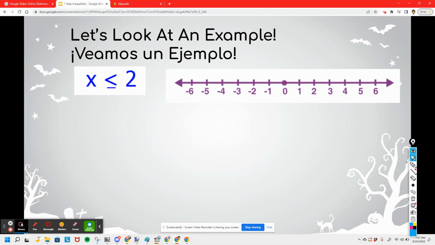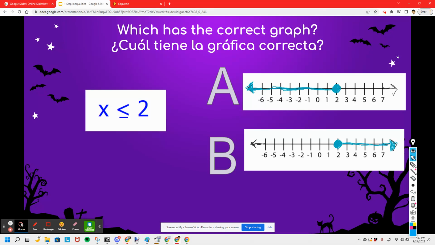All right, let's look here. The underline tells you it includes it. 2 is less than or equal to 2. So we're going to put a closed circle on 2, and it's less than or equal to. The arrow is pointing to the left. We go to the left. All right, your turn.